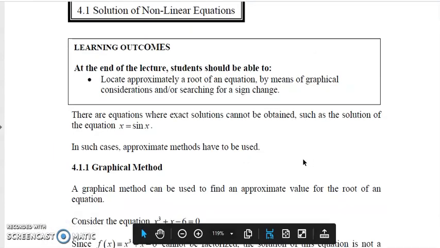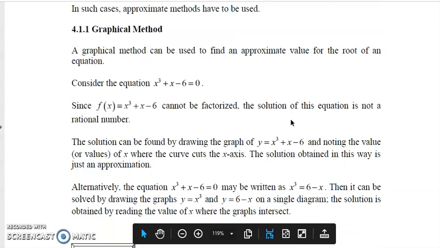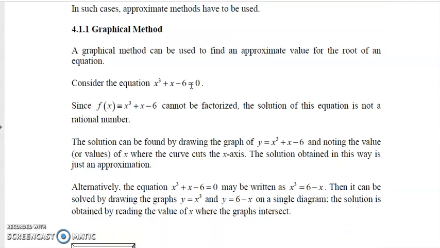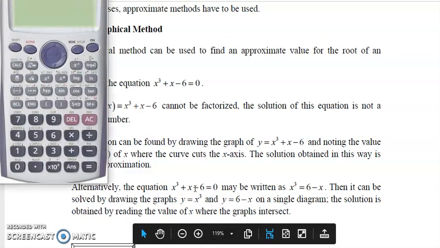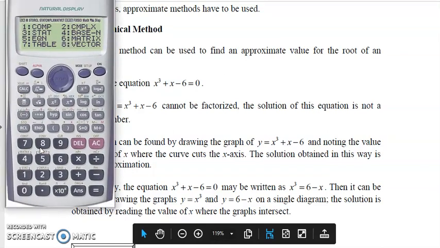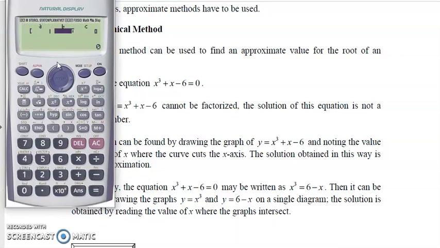The first method is the graphical method. How can we use the graphical method? Let's say you have x cubed plus x minus 6 equal to 0. Let's say you are using your calculator: just enter power of 3, then a power of 2, which it doesn't have, then power 1 here and minus 6. If you try to solve this, you will get something like this, which is not an exact solution. We have 3 roots, but only one root has an exact solution, so we cannot accept this solution.